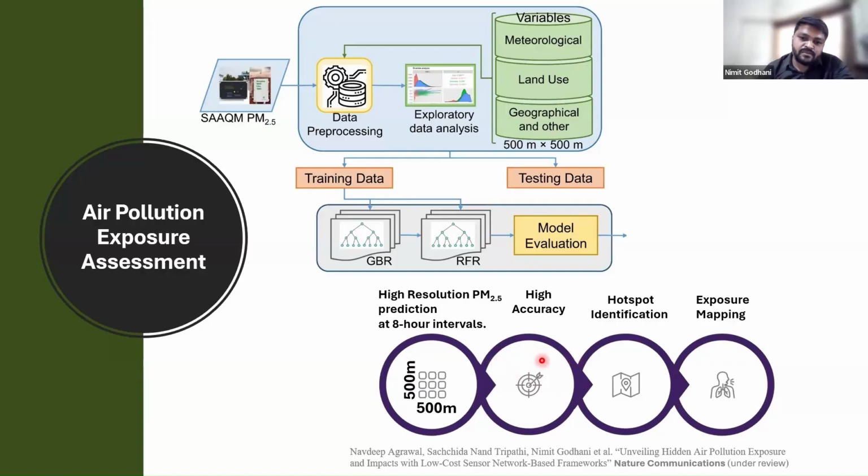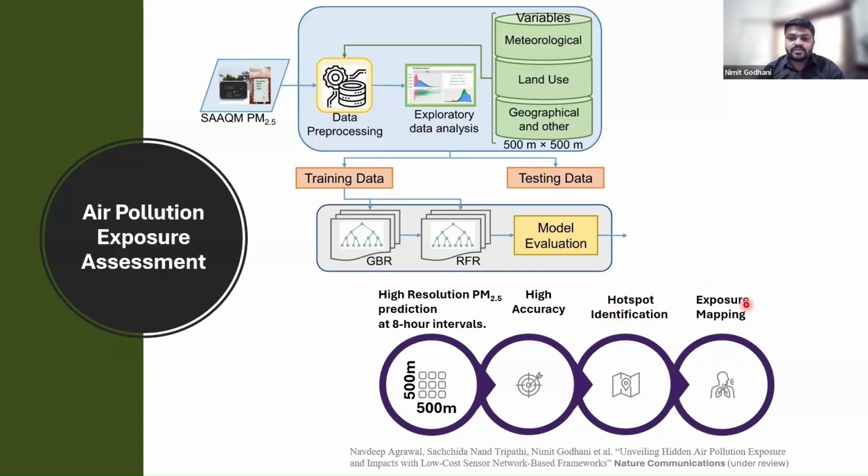From this map, you can also identify the hotspots. Where are the hotspots, where the air pollution is high over time? We are predicting at 8 hour intervals, so we can also identify which regions have a permanent hotspot. So we can identify those regions and take action for further implementations.